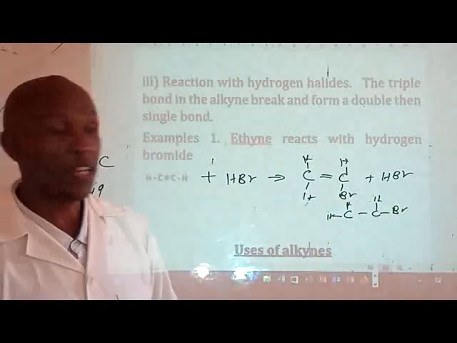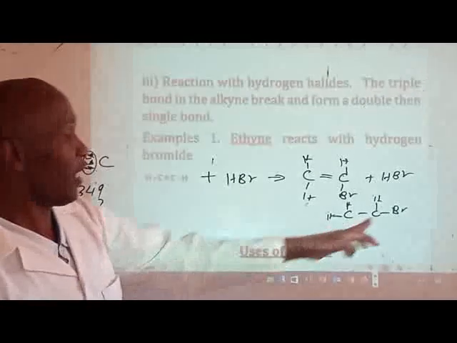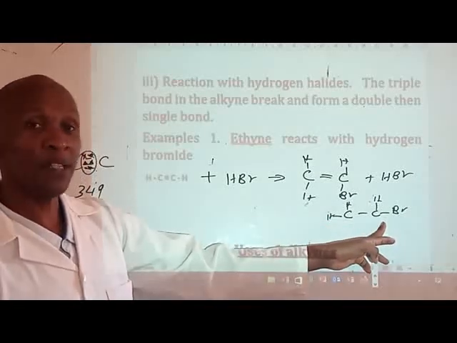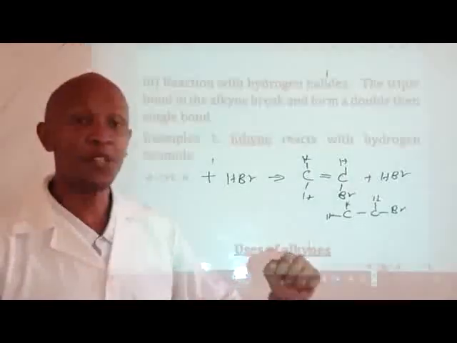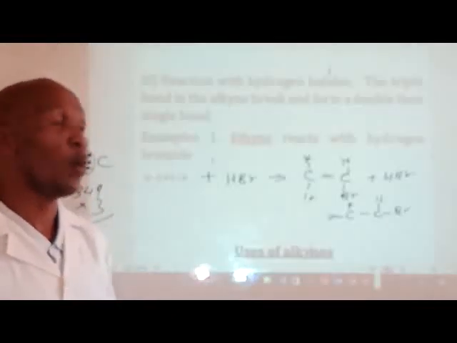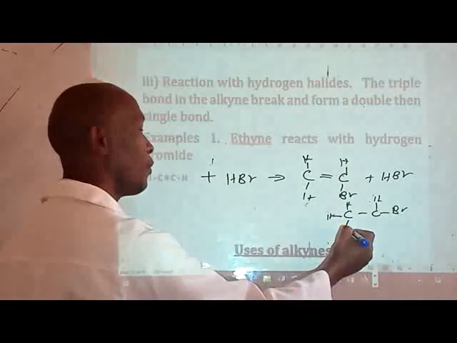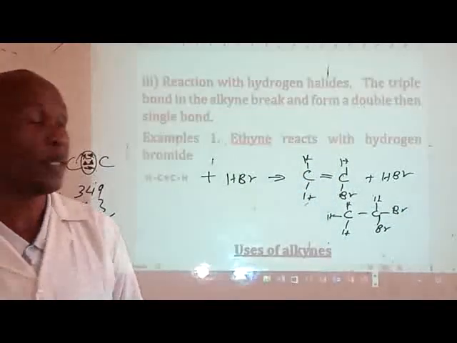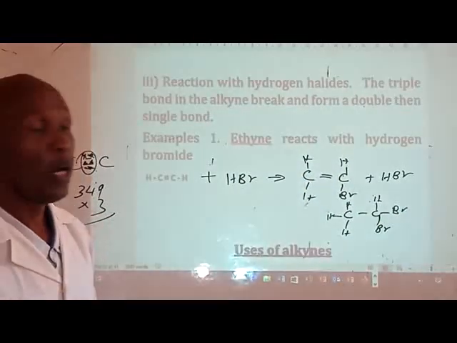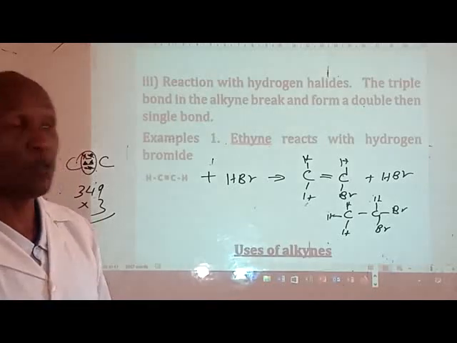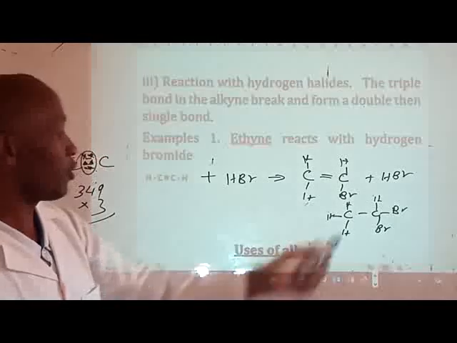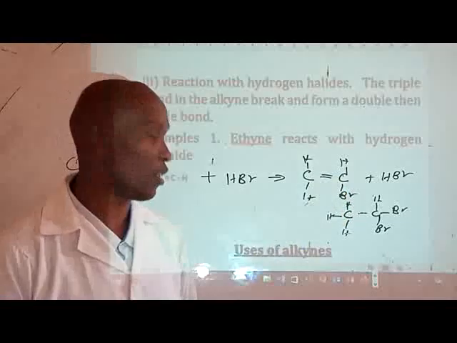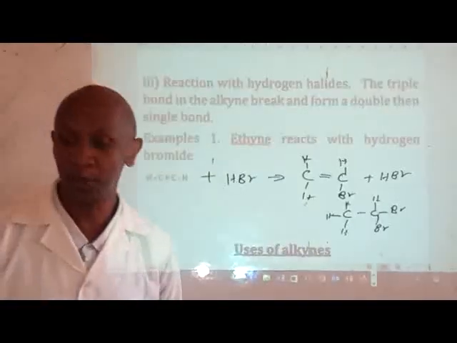Note the hydrogen can either attach itself here or here. But remember the rule that you gave, hydrogen will attach itself to where we have more hydrogen already. So the main product is going to be 1,1-dibromoethane rather than 1,2-dibromoethane, because the hydrogen prefers to attach itself to where we have more hydrogen already.